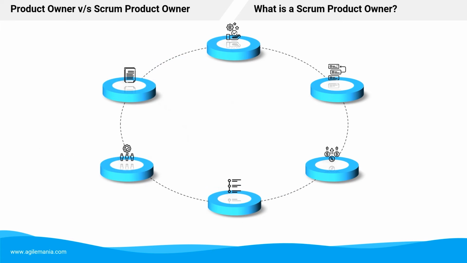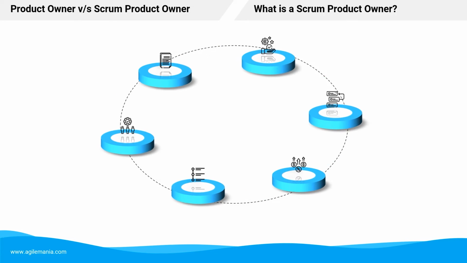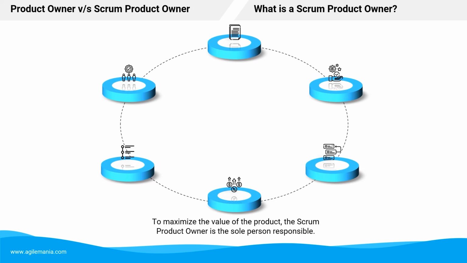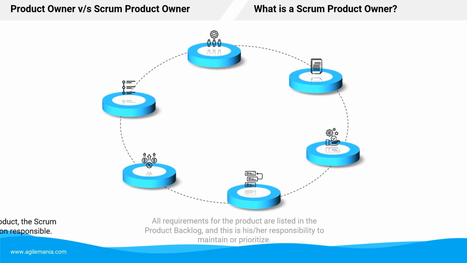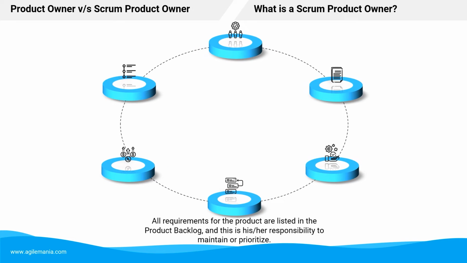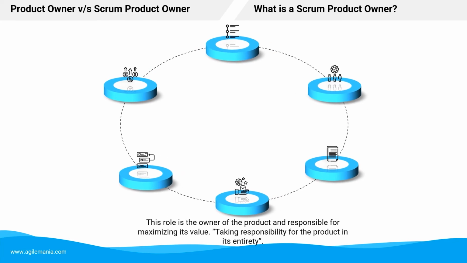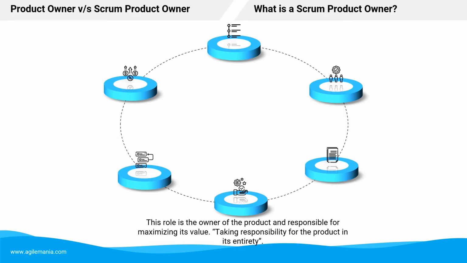Now, let's explore what is a Scrum Product Owner. To maximize the value of the product, the Scrum Product Owner is the sole person responsible. All requirements for the product are listed in the product backlog, and it is his/her responsibility to maintain and prioritize it. This role is the original owner of the product and is responsible for maximizing its value. The phrase "taking responsibility for the product in its entirety" is key here.